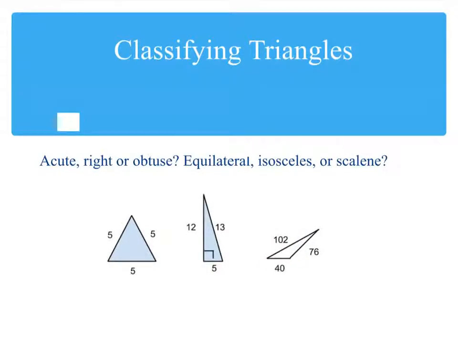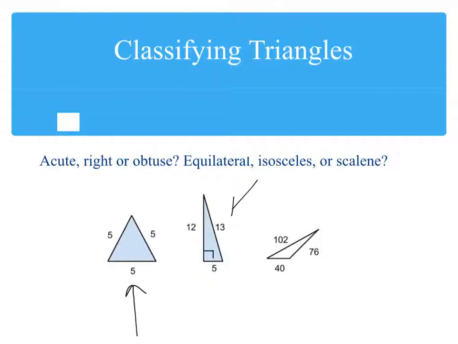So in your homework you will be asked to classify triangles. You'll be asked to classify based on angles and also based on sides. So if we start here with this first triangle, all of those sides have the same length. That makes this an equilateral triangle. We can see that there aren't any obtuse angles, so it's acute.